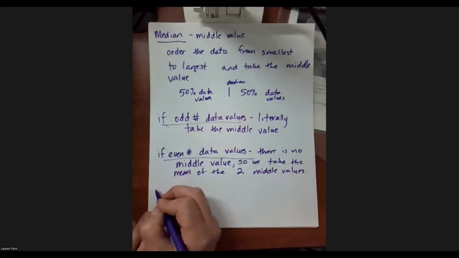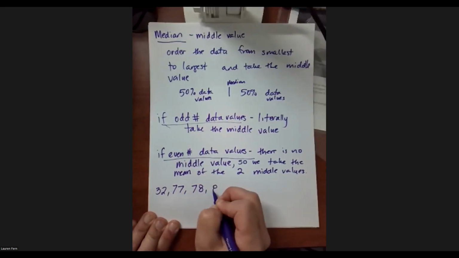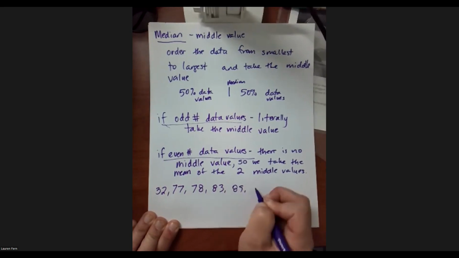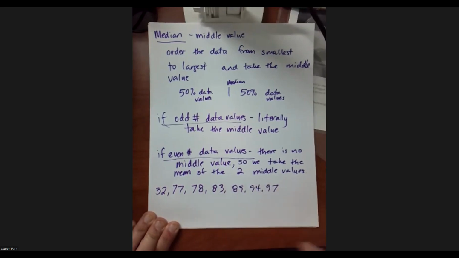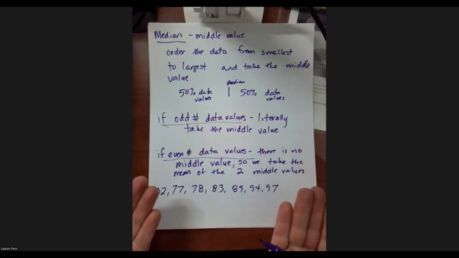So suppose I have the following values: 32, 77, 78, 83, 89, 94, 97. Suppose these were a bunch of test scores in the class, and I wanted to know, what is my median? The way I think of the median again is it's kind of like the balance point on the scale, right? Half or more, half or less.